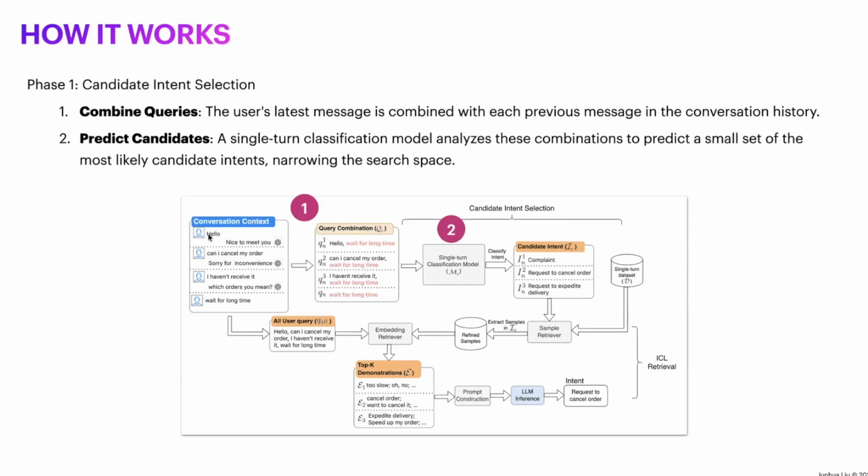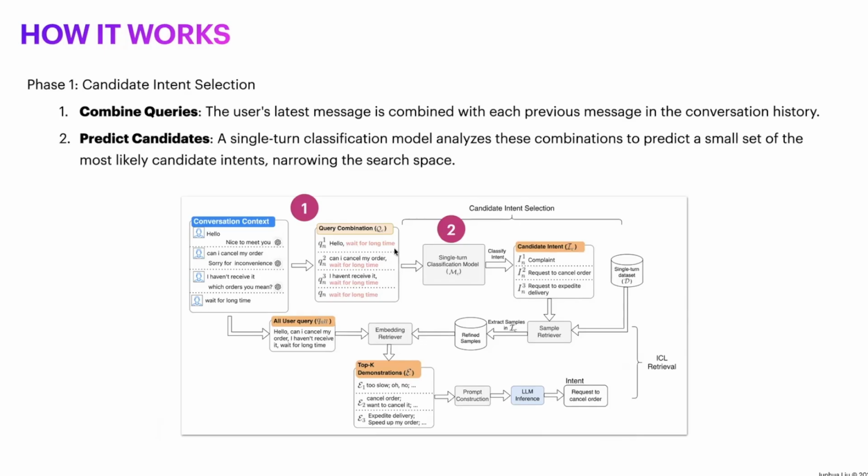Okay, so first we will have the conversation, right? This is an utterance between a user and an assistant or a model. For each utterance, we combine the user's input and the final query. Here, "hello", then the query from the second utterance, "can I cancel my order?", and then the last utterance, and so on. We first combine the queries in this way, and then we use this combined query to perform a singleton classification. And then we will retrieve some candidate intents.